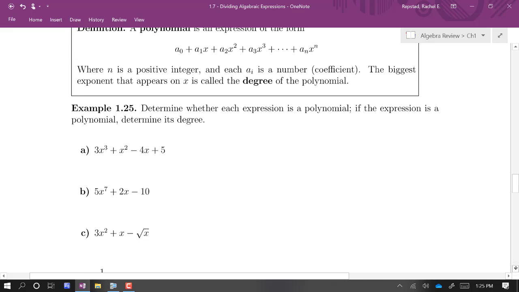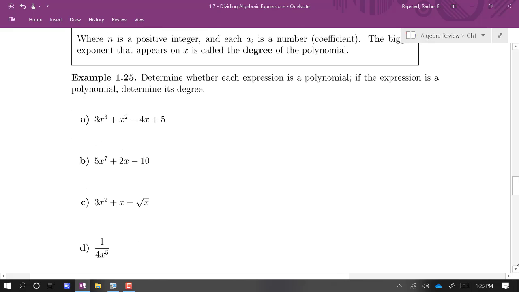So in this next example, we're just going to figure out what is a polynomial and what is not. If something is a polynomial, what is its degree, meaning what is the highest power that appears on x in that polynomial? So in part A, this is a polynomial. I only have positive integer powers on x. It is degree 3. In part B, that is a polynomial of degree 7.